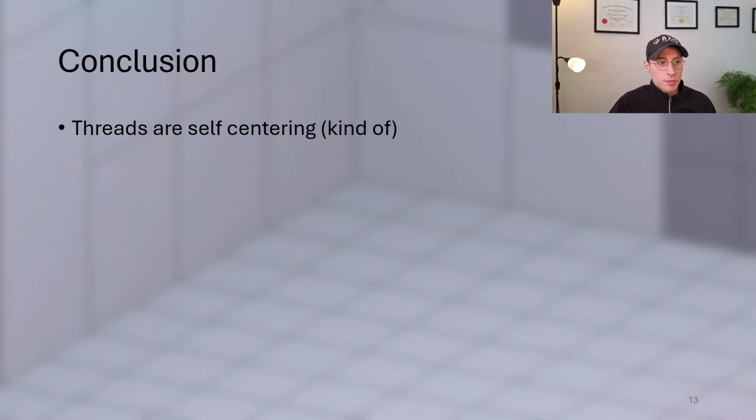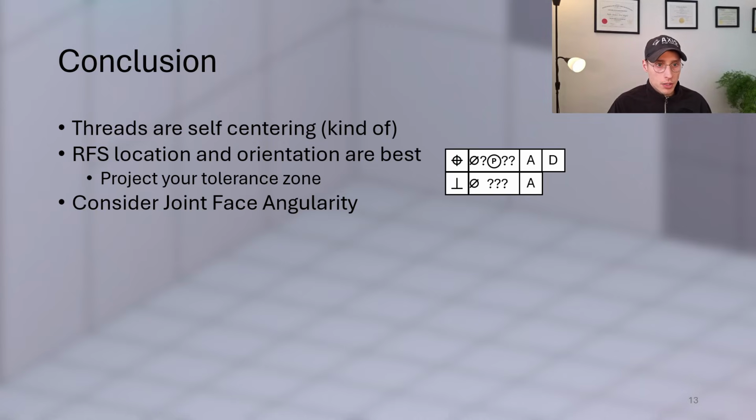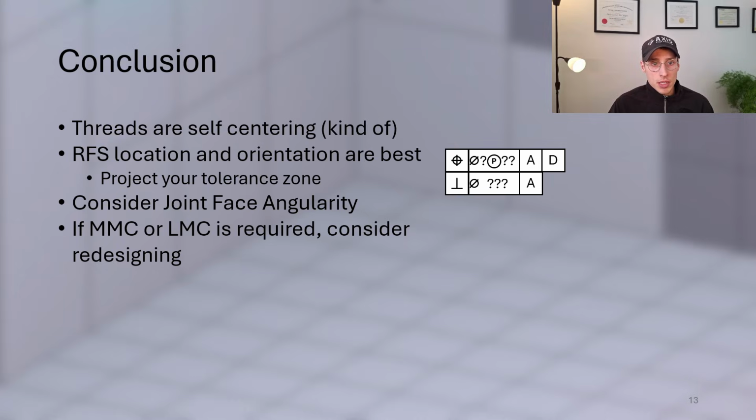So in conclusion, threads are kind of self-centering with a big asterisk. Typically, you should aim to tolerance your threads at RFS with a projected tolerance zone, and if required, add an orientation control on them as well if it's a high load cyclic application. And if you're considering using MMC or LMC, strongly consider trying to redesign the part so that you don't have to rely on these to make functional parts.